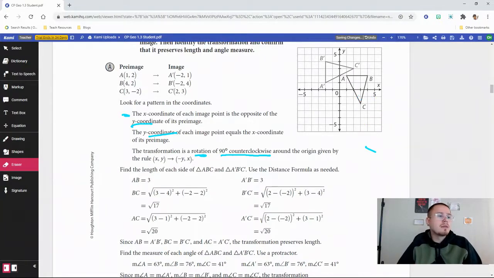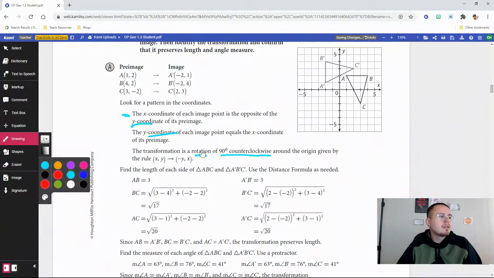I messed that up a lot. Not enough clocks. Anyways, here's your original. Here's your transformed.